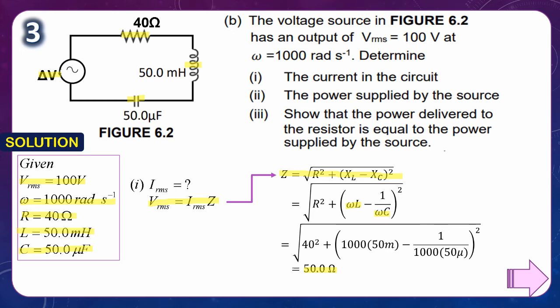Now we can substitute the impedance in the equation with the VRMS. So we calculate the IRMS, or the current in the circuit, which is equal to 2 ampere.